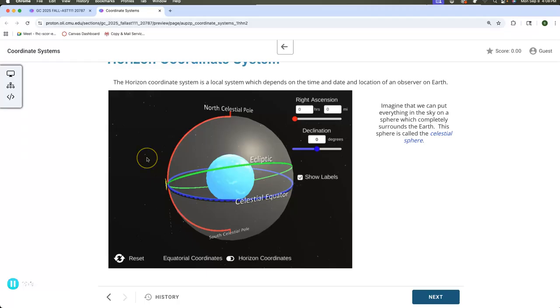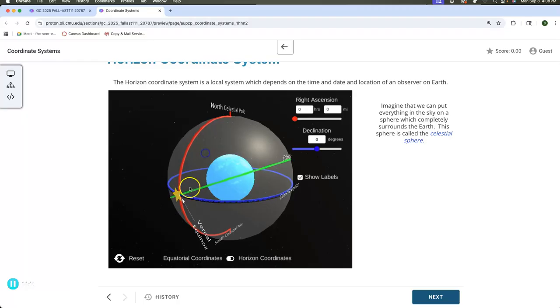Okay. So the other coordinate system, the other way of mapping the sky, is with units called right ascension and declination. Okay? And it works like this. We've taken the whole celestial equator and we've broken it up into 24 hours of right ascension. So basically, if I rotate a little bit, let's say there's a star right there.